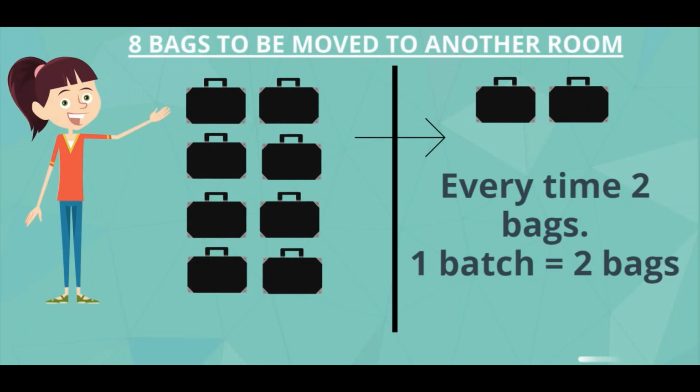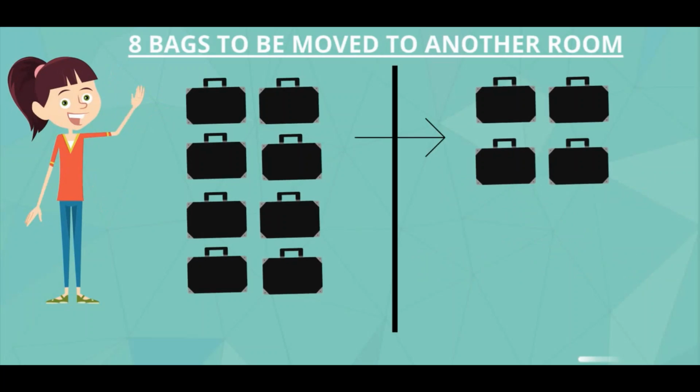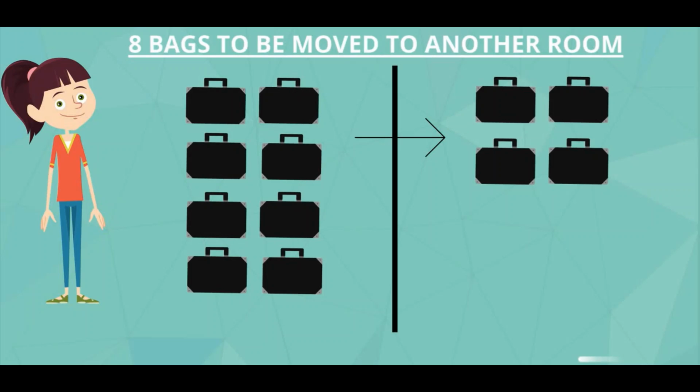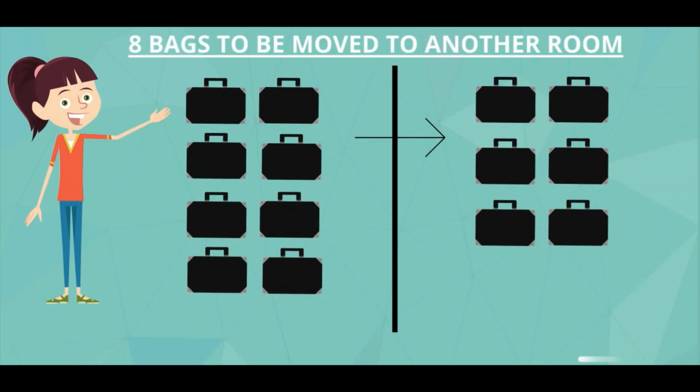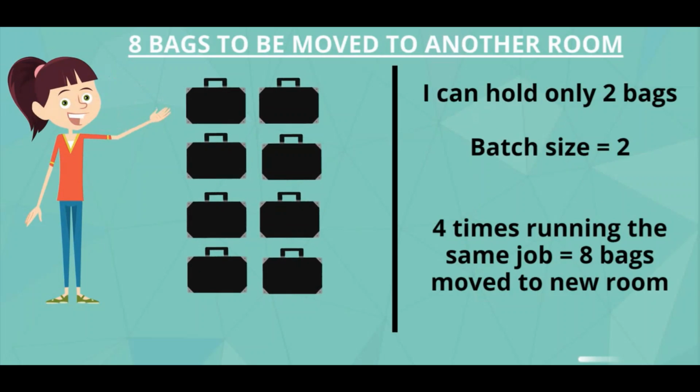So I carry two bags to the other room, then I come back and take another two, and I come back again and take another two, and finally the last two. If I can hold only two bags, so the batch size is two, which means I need to run four times for the same job so that eight bags will be moved to the second room.